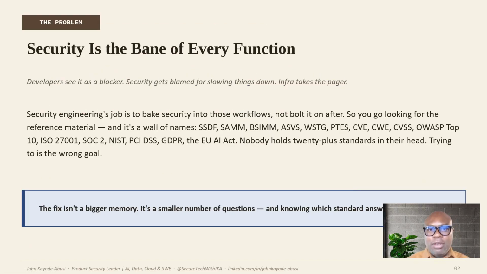Security is the bane of every function, especially within software delivery. Developers see it as a blocker. Sometimes security gets blamed for slowing things down, as usual, and infra takes the pager when things go wrong or there is an incident. Infrastructure may be the first point of call. So the security engineering job is not to create friction or slow down innovation or the development workflow. No, our job is to help build security into our software delivery. That is our job. And these frameworks, standards and benchmarks are there for us as resources to use.